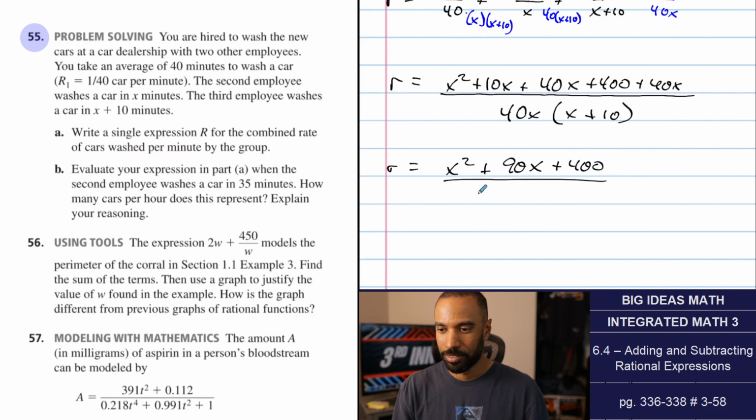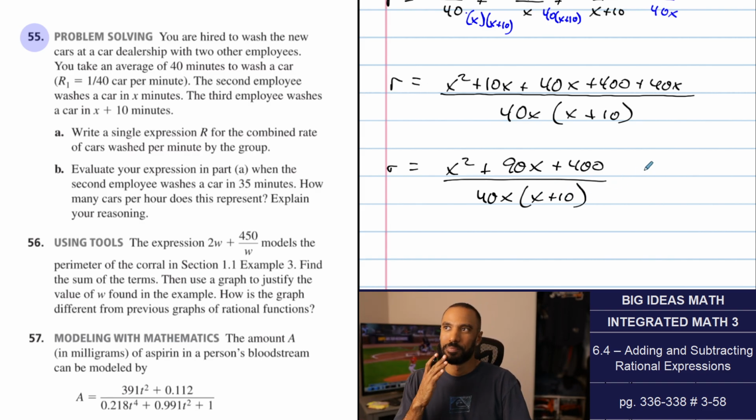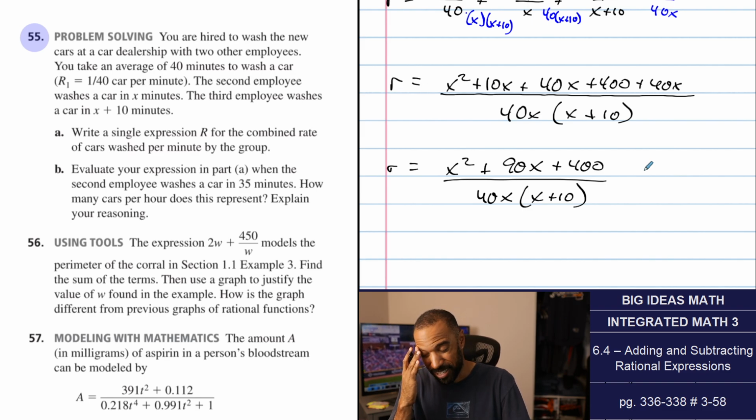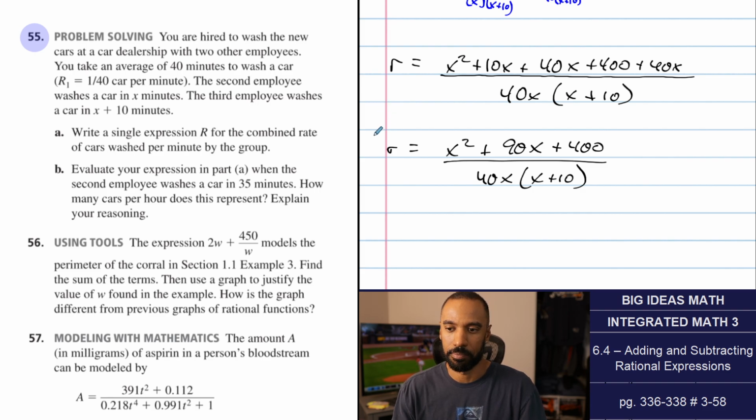Does that factor? 50 plus 4, no. I don't think it's factorable. 81, no, I don't think it's factorable. Okay, so there's a combined rate. This is part A.